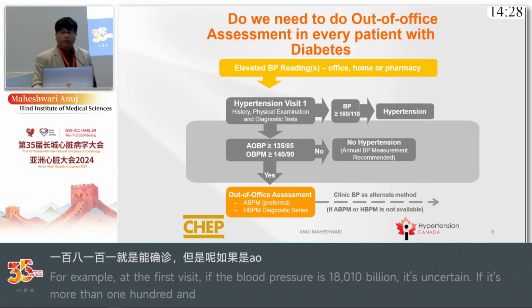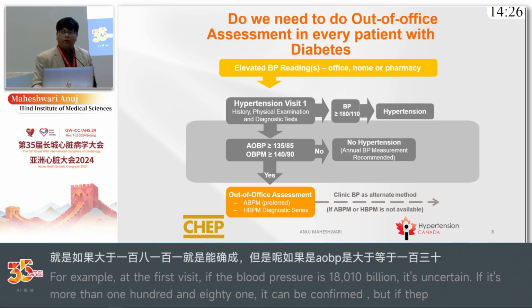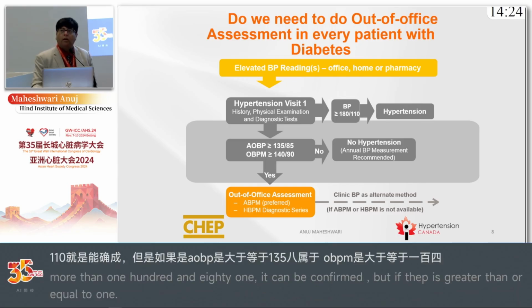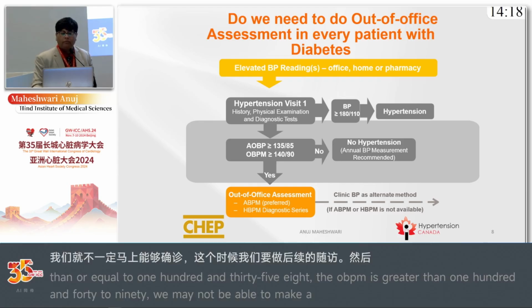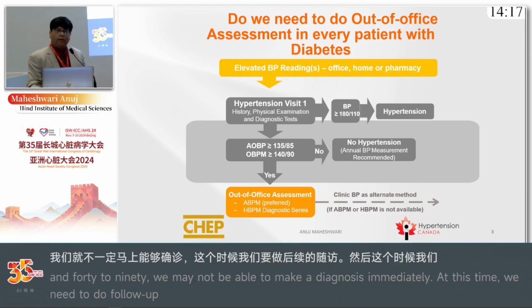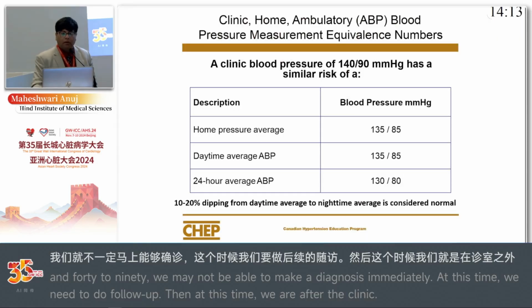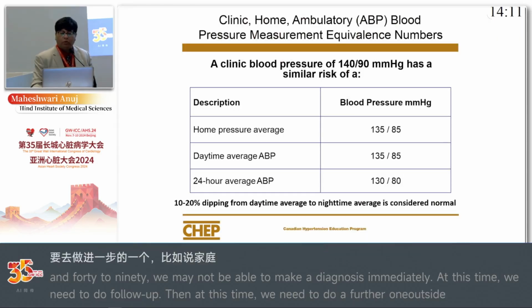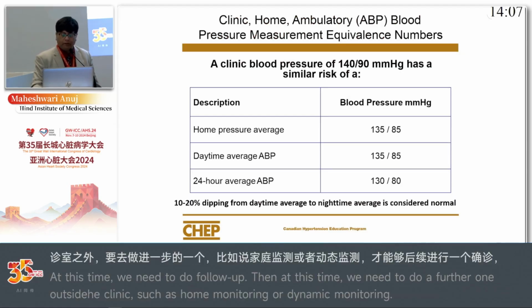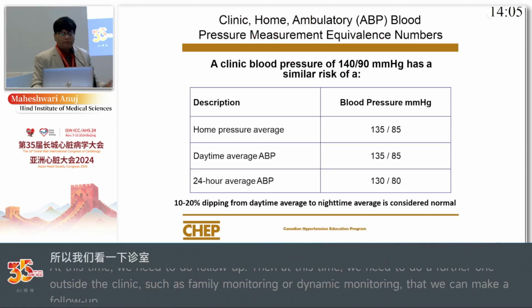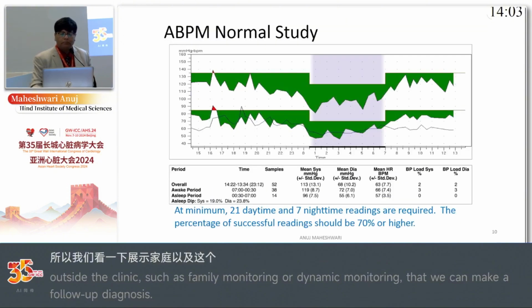But if your patient is having blood pressure ranging between 140/90 to 160/100, then it needs to be confirmed by out-of-office measurement, which could be either ambulatory blood pressure monitoring or home blood pressure monitoring. The difference between clinical, home, and ambulatory blood pressure monitoring has already been told by my previous speakers while telling about the Chinese guideline. That is the same in our Indian setup also.